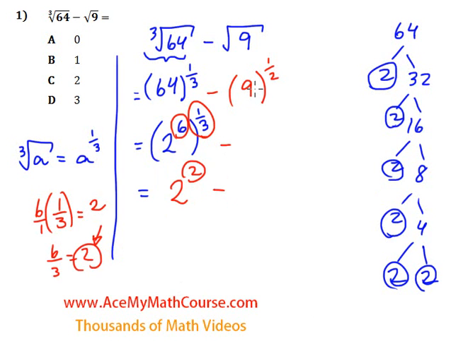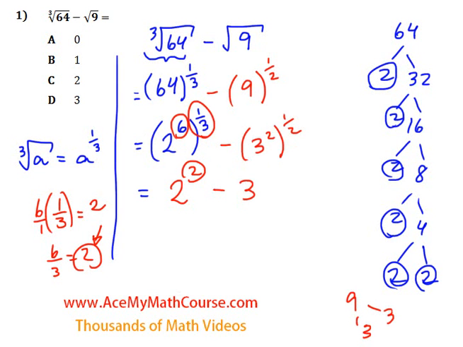Now the square root of 9, we already know is 3. But I'm going to take just the same intermediate step, just so that it makes sense. We know that 9 is just 3 squared. Right? 9 divided by 3 is 3. So 9 is just 3 squared.